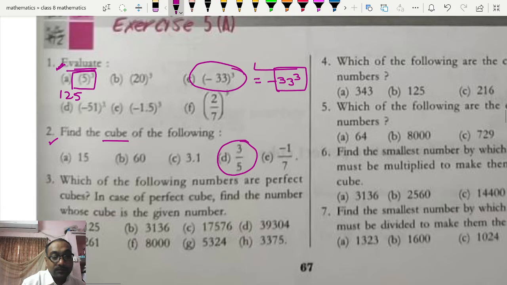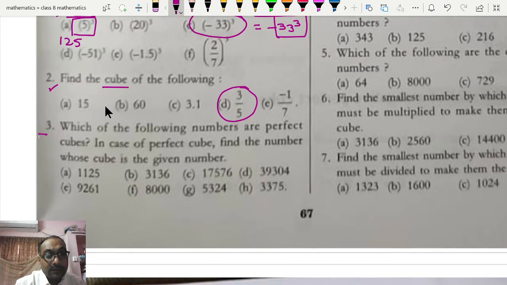Now, question number 3. Which of the following numbers are perfect cubes? How can you find out? And if it is a perfect cube, find the number whose cube is the given number.